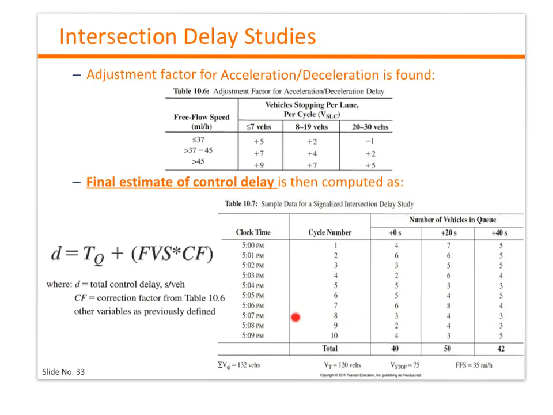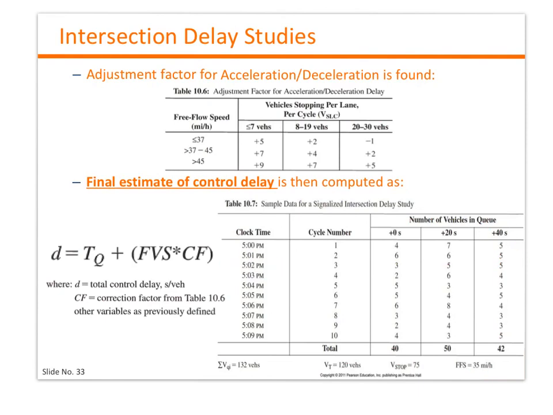So we have 10 cycles, and as you see here, this is what we observed in the field. This is the number of vehicles in queue. If they stayed from 0 to 20 seconds, we had 4 vehicles; 20 seconds and more, 7 vehicles; 40 seconds and more, 5 vehicles.